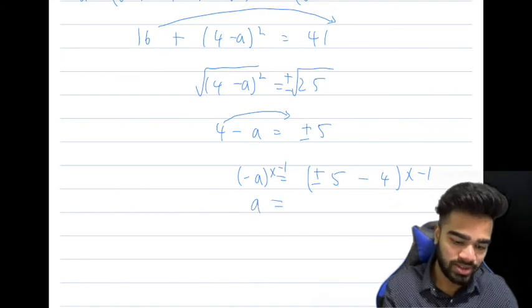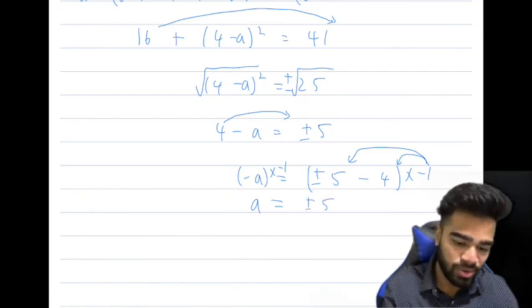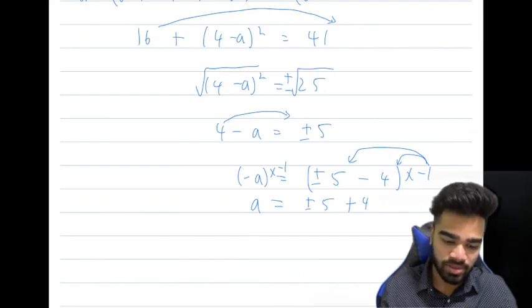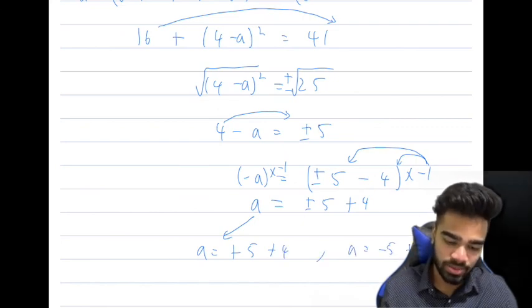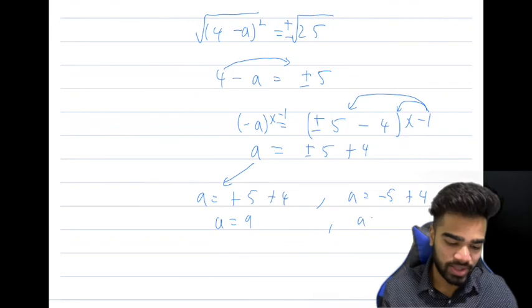So you're left with finally a is equal to, so expand. Like I said in the previous question, negative 1 doesn't affect the plus or minus. So you're still plus or minus 5. And then negative 4 times negative 1 is plus 4. Again, you have two solutions. A is equal to plus 5 plus 4, so the positive version, and A is equal to minus 5 plus 4. So this is the only sign that changes. One is plus, one is minus. So you're left with A is 9, A is 1.